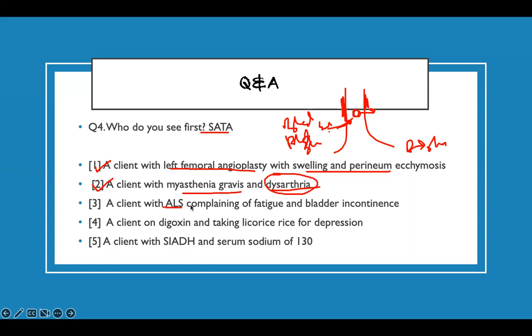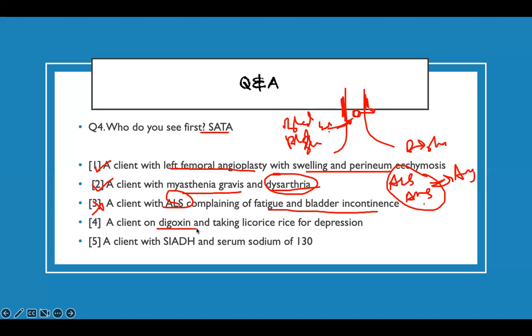A client with ALS complaining of fatigue and bladder incontinence. The same thing, one of those neurological problems that have ascending neurological deficits. And the number one thing with these problems, ALS, MS, okay, all these things, I only worry about them if they have an airway problem. All their muscles will be paralyzed in the future, but until the muscles are affected, any symptoms they give you is okay. Therefore, this patient, I'm not worried about it.